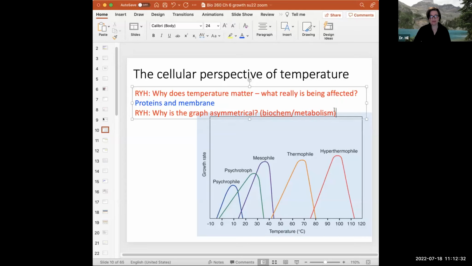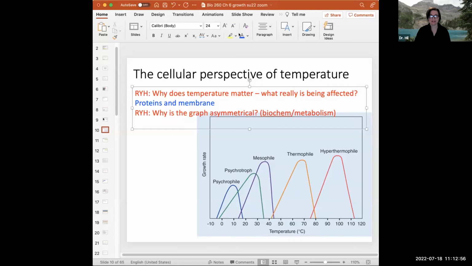And then what about this? Why is the graph asymmetrical? When we look at it, we can see there's an optimal temperature, there's an upper temperature, and then a lower temperature. But as we deviate from this optimal temperature, high temperatures very quickly cause catastrophic failure of the organism. Low temperatures more gradually reduce viability.